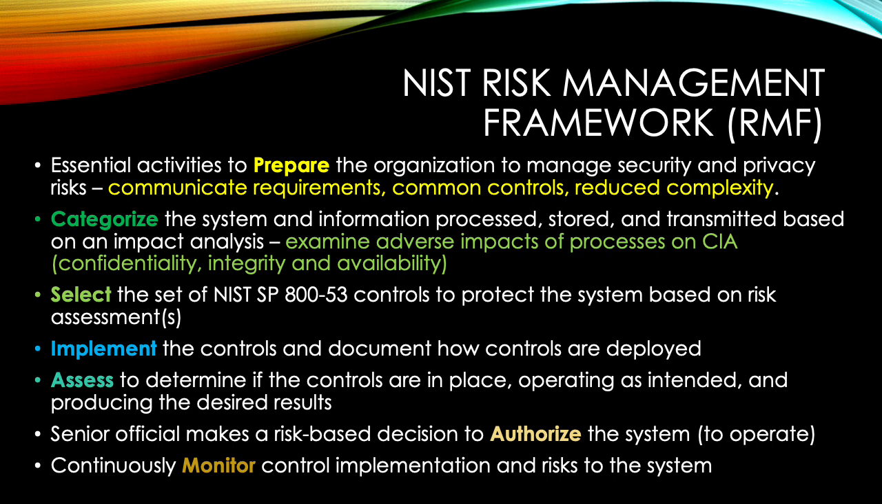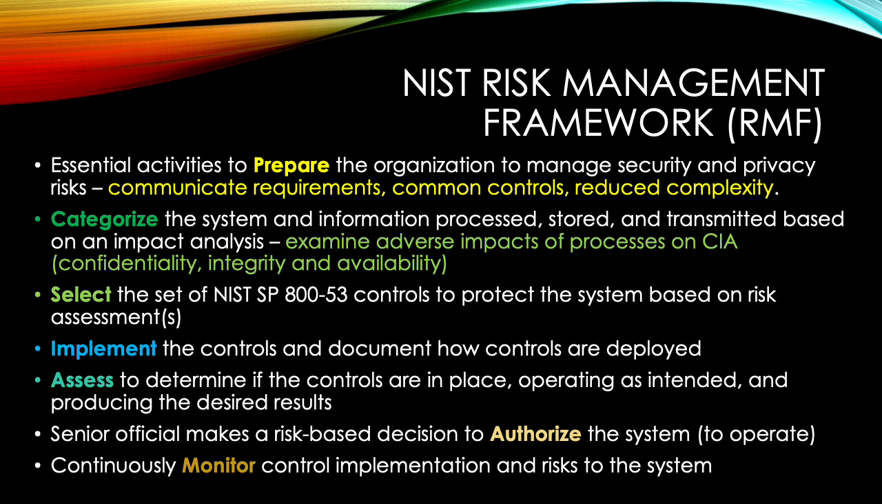You start off by preparing. So prepare the organization to manage security and privacy risks. This is where you need to communicate requirements, what are the common set of controls you need to use, and how do you reduce complexity. Remember, complexity is dangerous because complexity increases risk because it decreases security. Once you prepare the organization, this is a part of your planning phase.